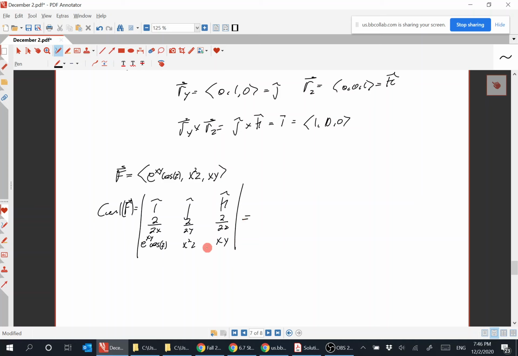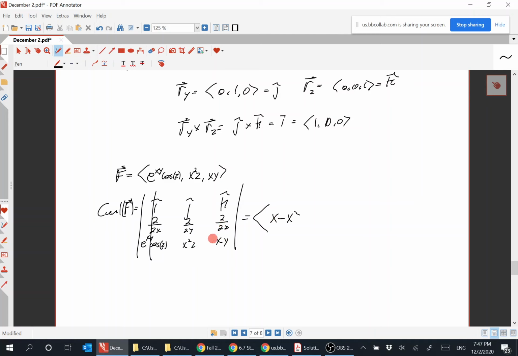Partial x, partial y, partial z. All right. Now, by the way, when I calculate the integral, I'm going to be taking the dot product with ry cross rz. So all I care about is the x component. In the x component, it's going to be 2xz. Oops, that's wrong. In the x component, it's going to be x minus x squared.